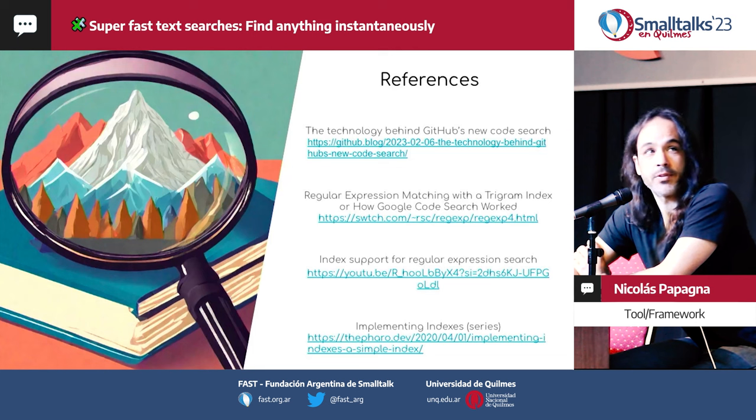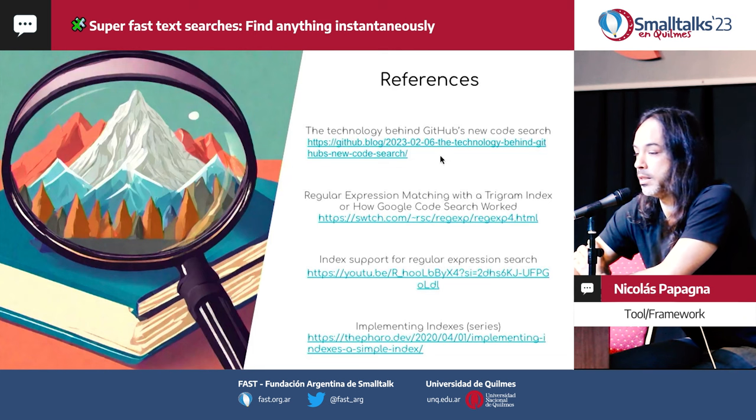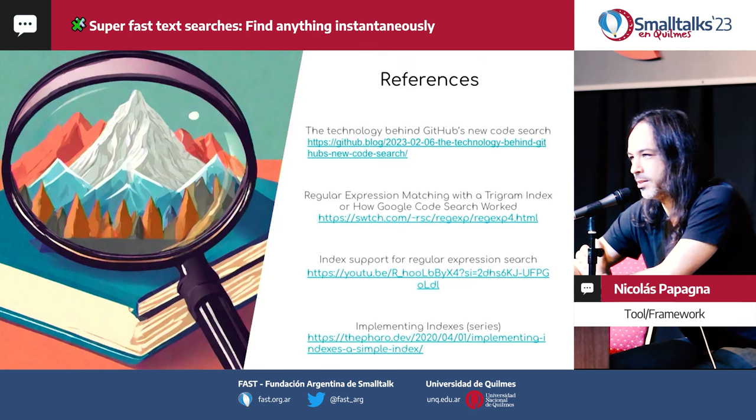A couple of references here. The post about the new GitHub code search feature. There's a talk mentioned on the post. Very interesting. They don't say much about the secret sauce, but they mention the trigram index and the kind of things they do.